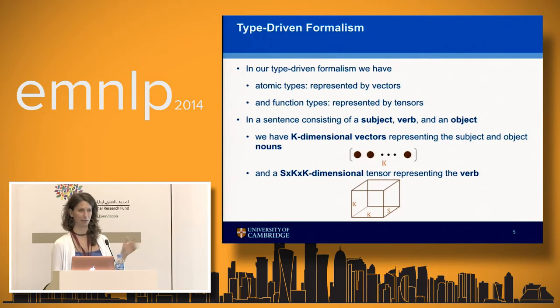In this formalism that I'll be presenting today, we're going to have two separate types. We're going to have atomic types, such as nouns and so on, which can be represented as vectors. And then we're going to have function types, which are, for example, verbs, or we can even consider adjectives or adverbs to be function types. And these will be represented as tensors. And so in a sentence consisting of a subject-verb-object, we can have k-dimensional vectors representing the subject and object nouns, and we can have an s by k dimensional tensor representing the verb.